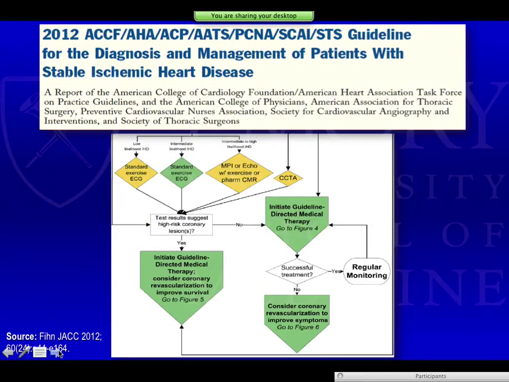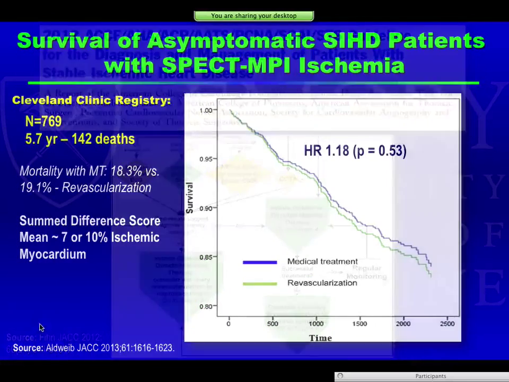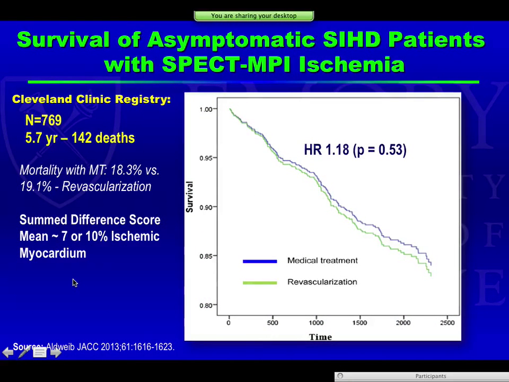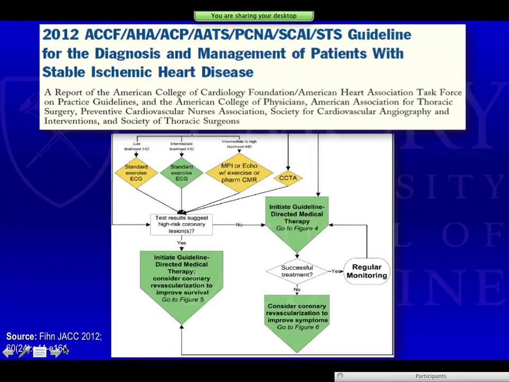I did want to point out these patients were enrolled with a variety of ischemia. You see this score called a summed difference score. This actually looks at the difference between a resting image and a stress image, which is the amount of ischemia. The summed difference score was on average 7, which is around 10% of the myocardium that's ischemic, just for those who are not imaging folks.